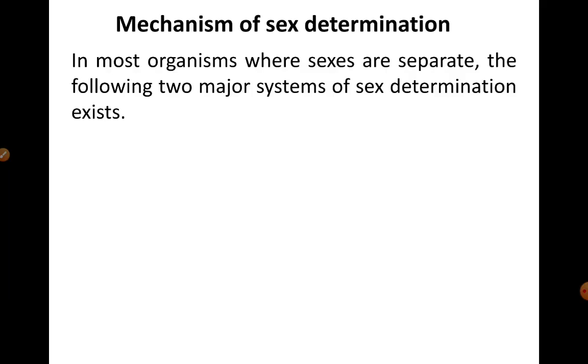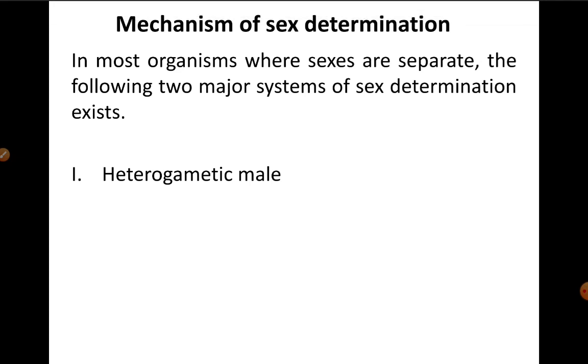Now, if we look at the actual mechanism of sex determination, in most of the organisms where sexes are separate, two major systems of sex determination exist. One is heterogametic male, where the male will have heterogamety or digamety, which is found in the allosomal complements. Either the males will have XY chromosomes along with the autosomal set, or in some instances it may have X0, that means X and O, wherein it will show the presence of only one sex chromosome.